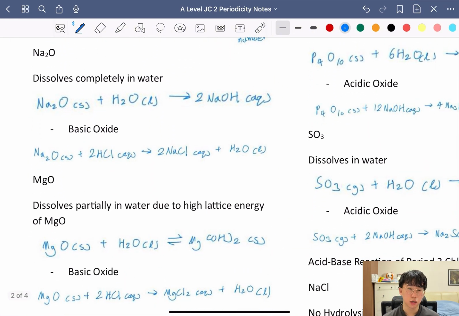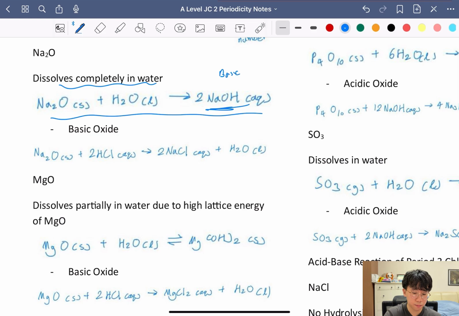Now take, for example, Na2O. We know that it dissolves completely in water, and this is the reaction. Again, please memorize all reactions, memorize all equations. They can be tested in any part of the exam paper. Now, because it dissolves completely in water, it actually produces your NaOH, and this gives it the very basic property. Right? So if you react Na2O with an acid, for example, over here, you can get your salt.